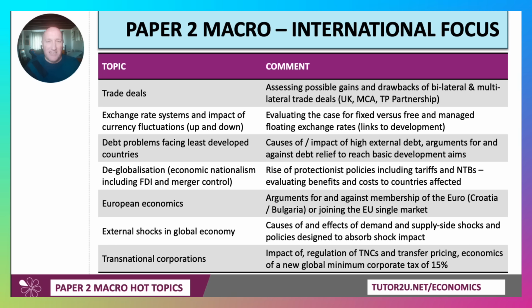Lots of things that haven't been tested really. Overseas aid hasn't really been tested in recent times. And debt relief. 2022 and 23 were big years for many of the world's poorest countries, running into significant debt problems, both domestic debt, high fiscal deficits, and external debt with a weak currency. So think about the causes of the impact of high external debt and the arguments for and against debt relief as one policy to help reach basic development aims.